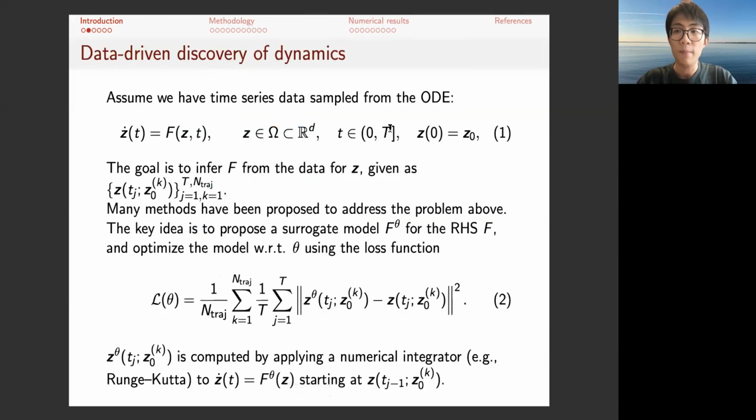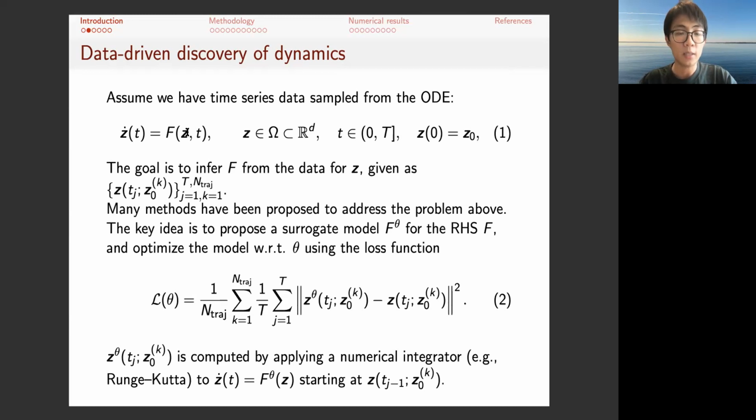So next, let me give the problem formulation. We assume that we have time series data sampled from the following ODE: z dot equals f(z, t), where z lies on an open set in R^D, and t goes from 0 to T, starting from initial condition z0. Our goal is to infer f from the data z(t_j, z0^k).